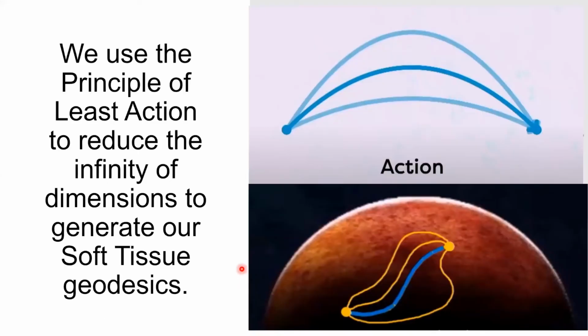Now, when we get into this business, you can imagine there are many, many, many paths. So we've turned a static image into a flow at which each point in time we have another image. So we have billions of extra dimensions. So this is our link to physics. This is our link to the principle of least action. We use the least action to reduce the infinity of dimensions to generate our soft tissue geodesics. And I just want to show you what some soft tissue geodesics look like.